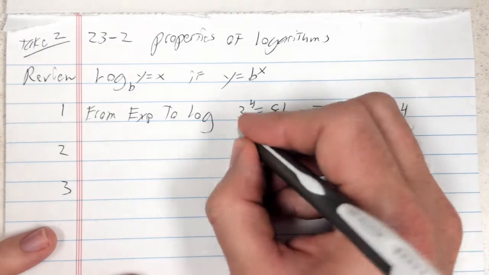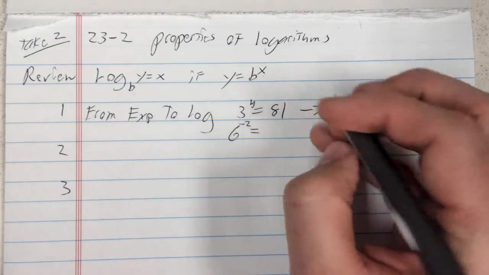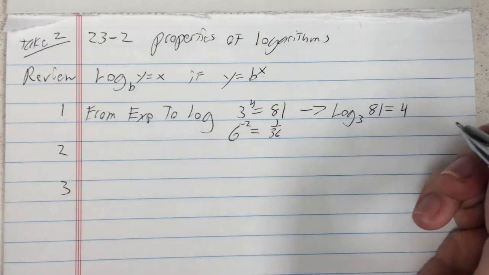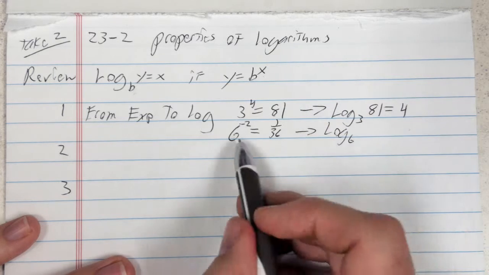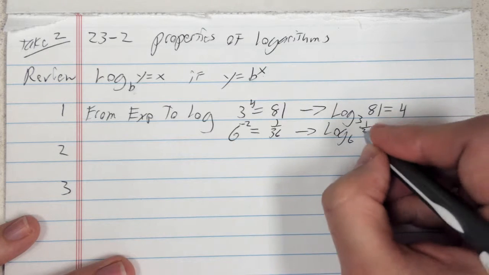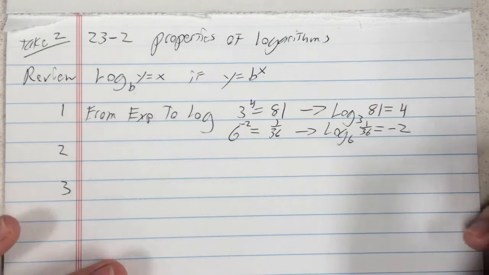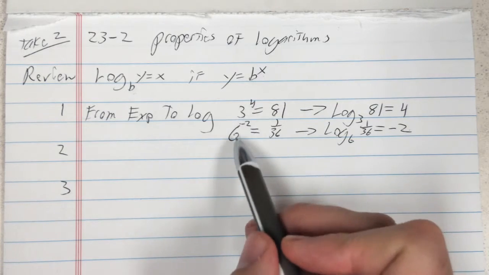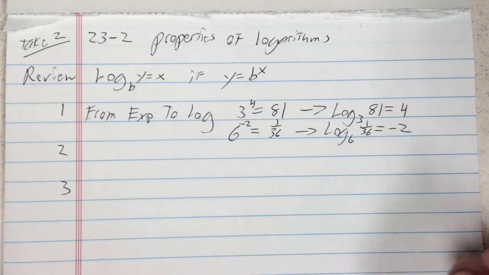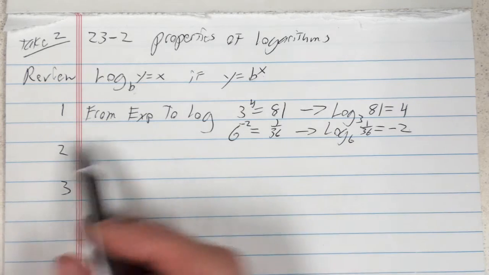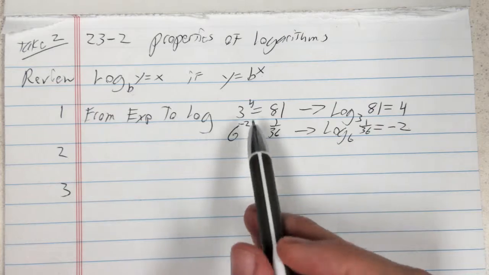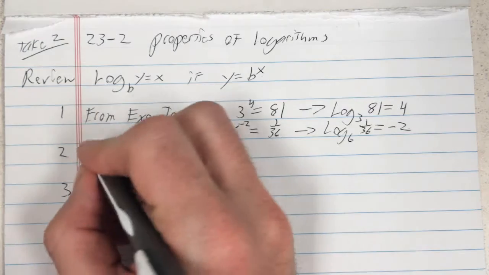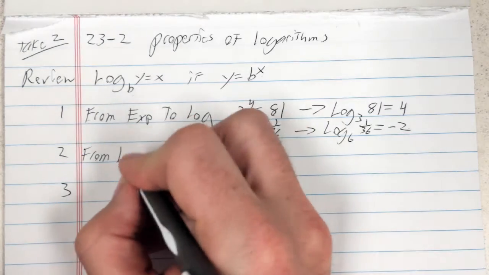If we had 6 to the negative second power is equal to 1/36, that would be log base 6 of 1/36 is equal to -2. So we took these two exponential statements and wrote two log statements. That's the same thing we did last unit, except they were all base 10. All we're doing now is adding in the fact that it's not base 10, it's different bases.